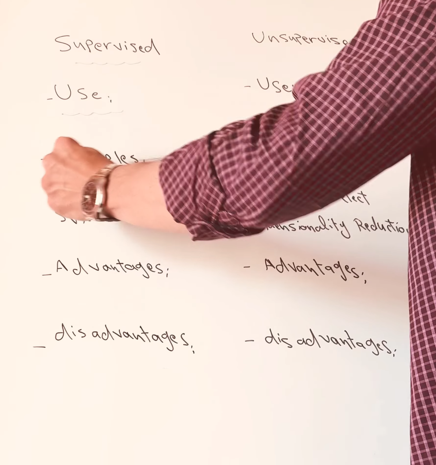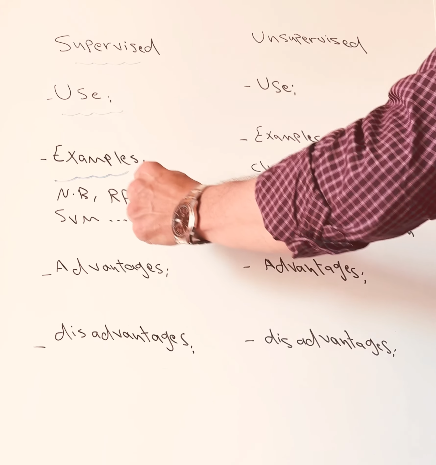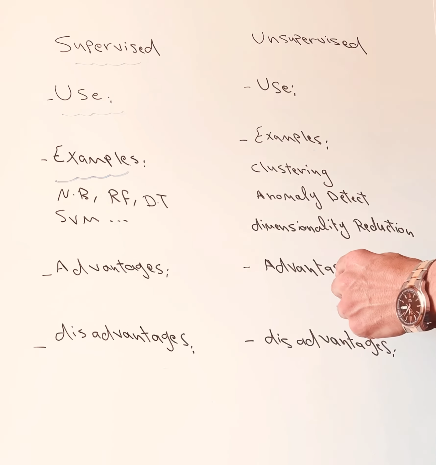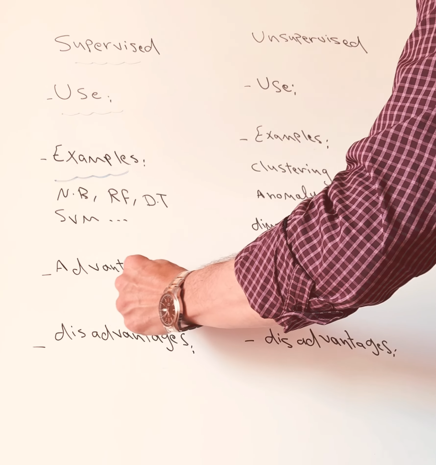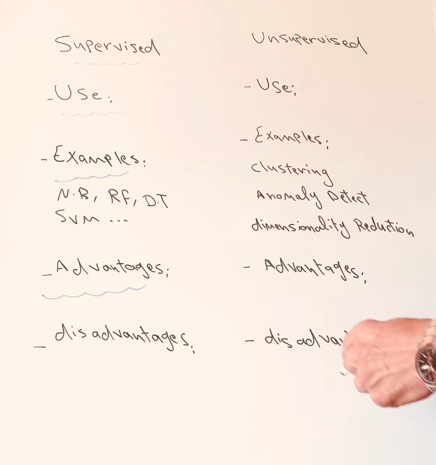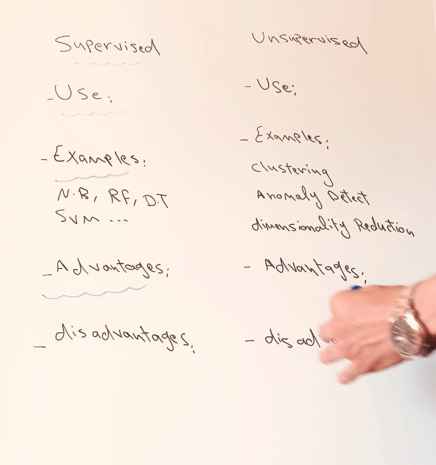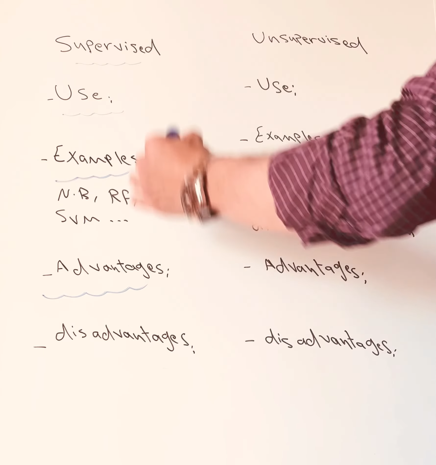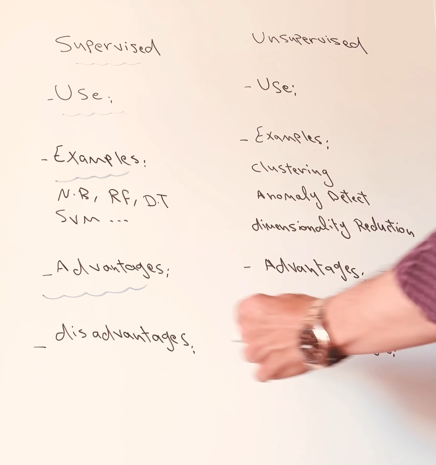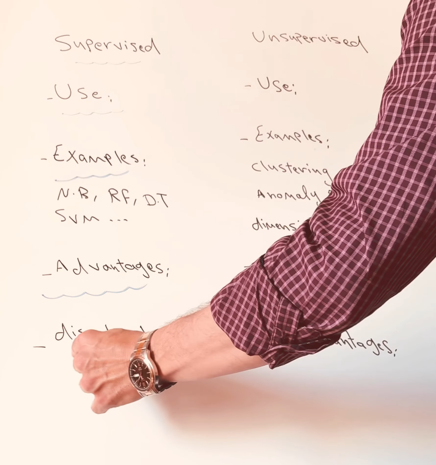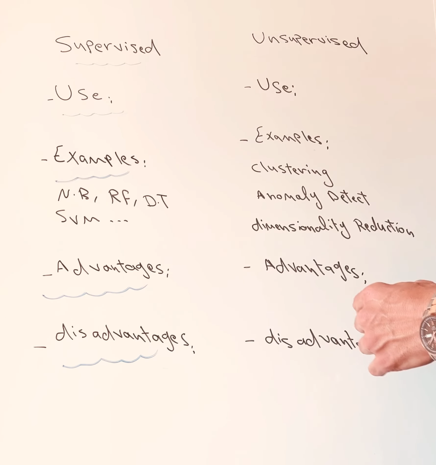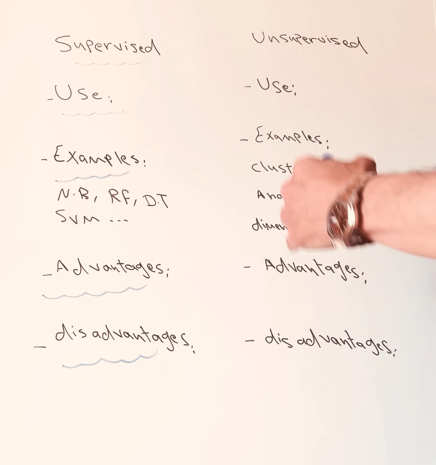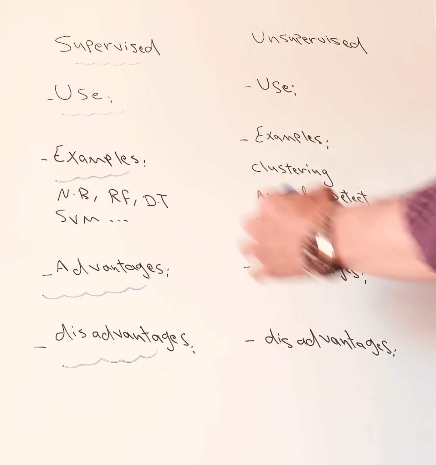Examples of supervised models are naive Bayes, random forest, decision tree, support vector machine, and many more. One of the advantages of using supervised models is that we can get higher accuracy and more accurate model performance once the labeled data is available. One of the disadvantages of using supervised models is that it's hard, more time consuming, and sometimes more expensive to get the target labeled data.